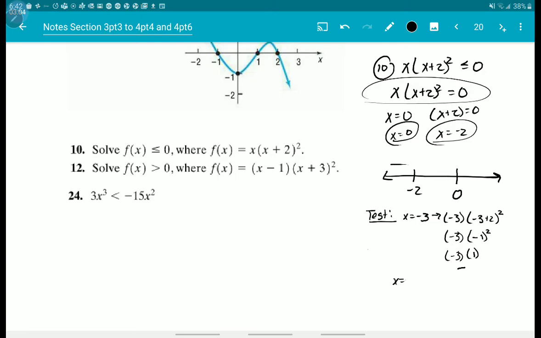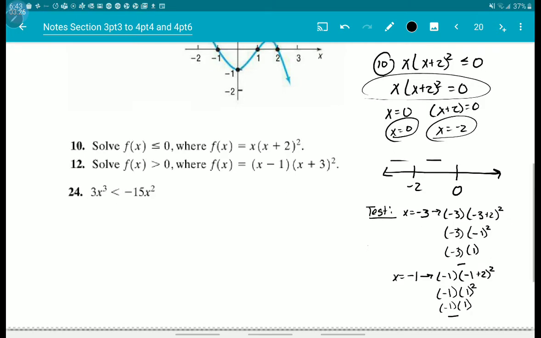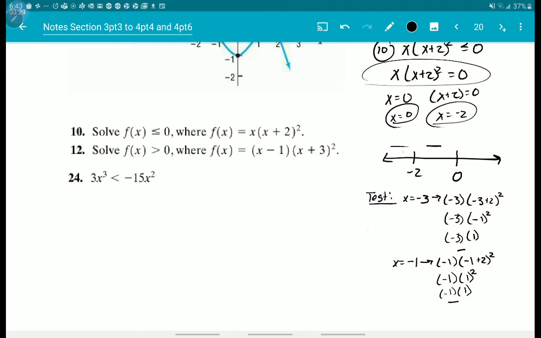So now let's plug in something between here, like a -1. So we have -1 times -1 plus 2 squared. So this is -1 times a +1 squared. So we have a negative times a positive, which is a negative. Now, the reason we have the same sign on both sides is because of the multiplicity. The multiplicity of that root is 2. So that graph is touching the x-axis there, but then it's going right back. So both sides of the graph at that value are on the same side, and they're both below the axis.